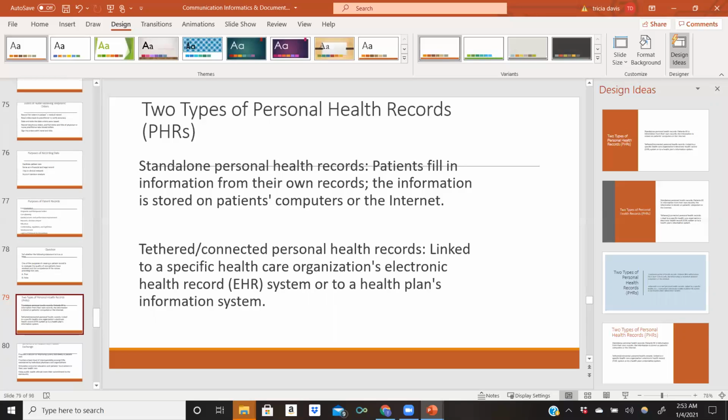The main reason patients have a PHR is because they want to provide easy access to up-to-date, complete health information, because it helps assist in self-care and helps them communicate with their providers. So it's a great thing to have.